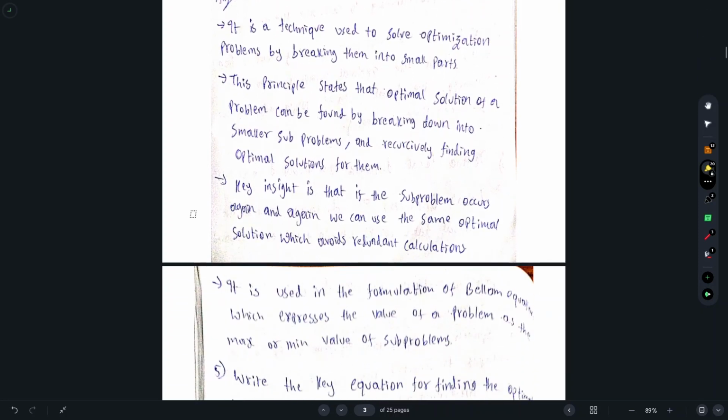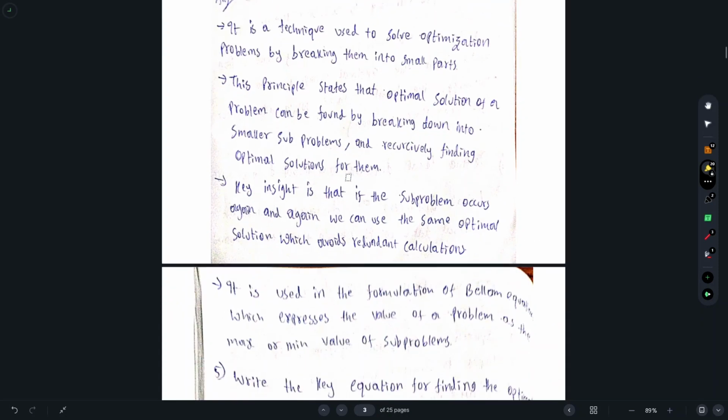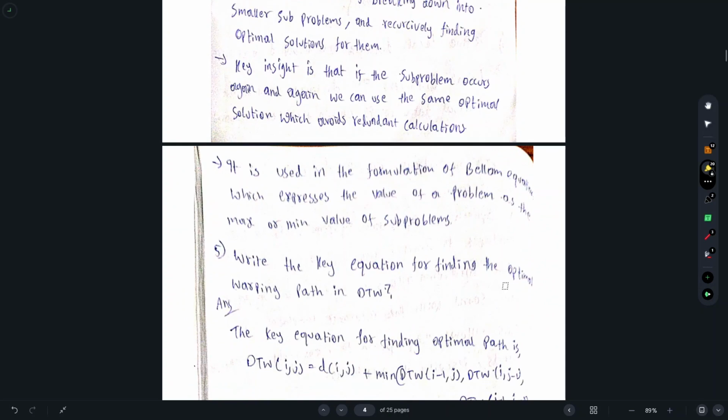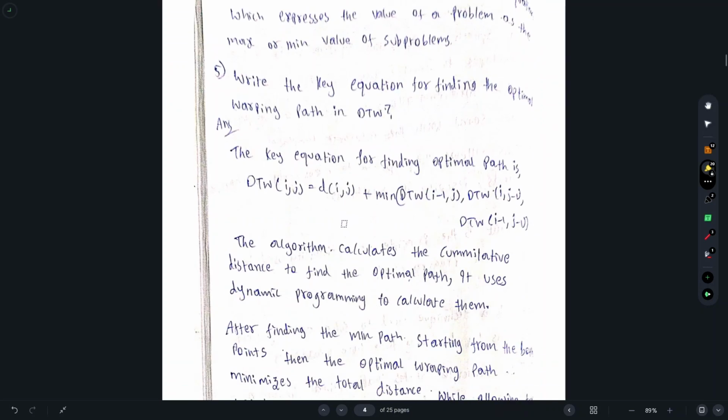The key insight is that if a sub-problem occurs again and again, we can use the same optimal solution, which avoids redundant calculations. It is used in the formulation of the Bellman equation, which expresses the value of a problem as the max or min of the values of its sub-problems.